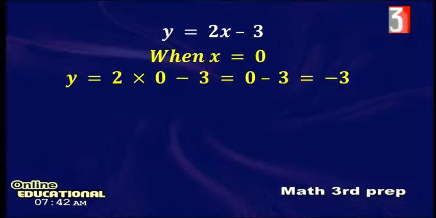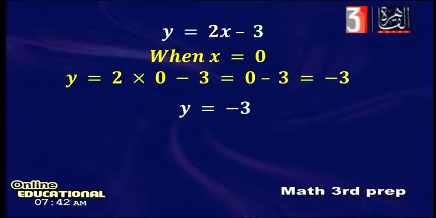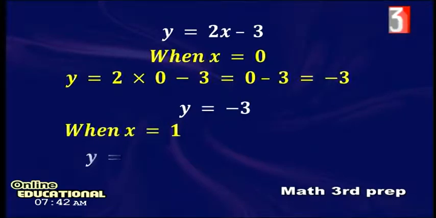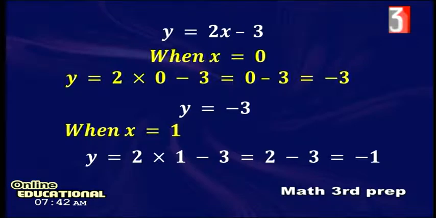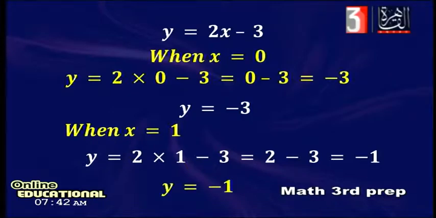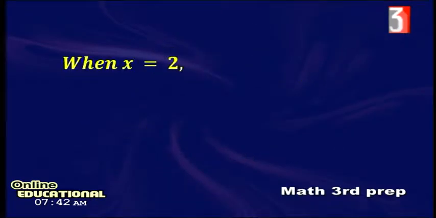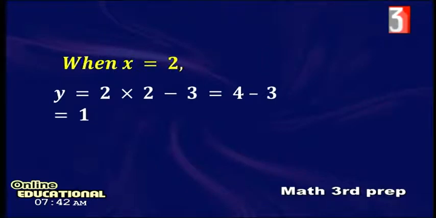When x equals 1, y equals 2 times 1 minus 3, to obtain a result of 2 minus 3, which gives negative 1. So the value of y will be negative 1. Then finally, when x equals 2, try to find the value of y. So y equals 2 times 2 minus 3 equals 4 minus 3, to obtain a result of 1. And in this case, we can say that y equals 1.